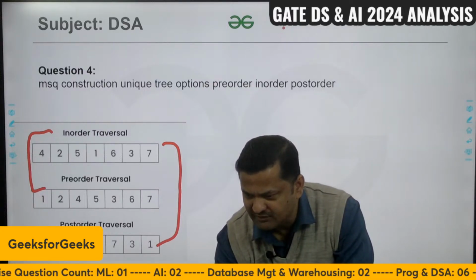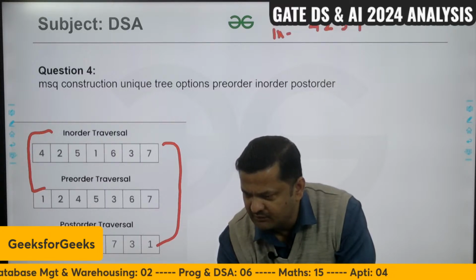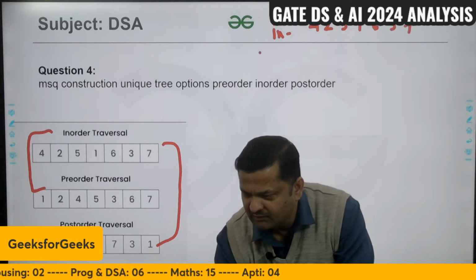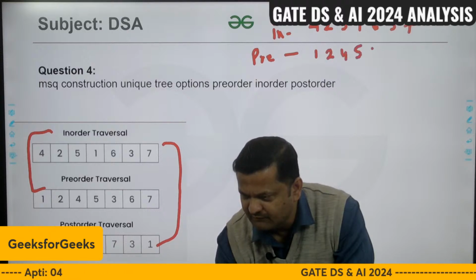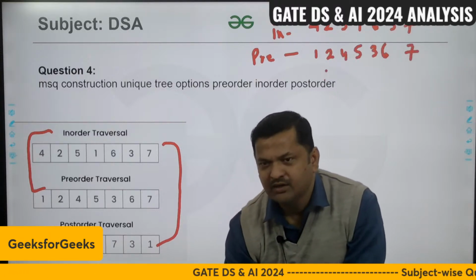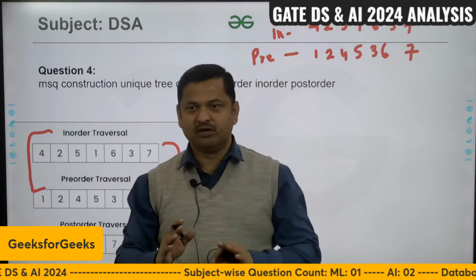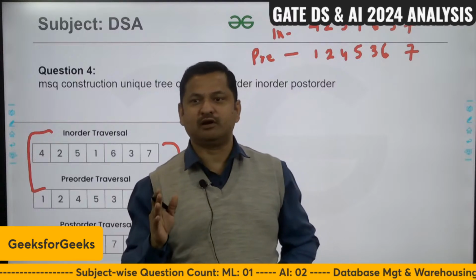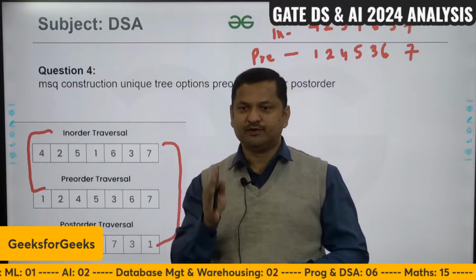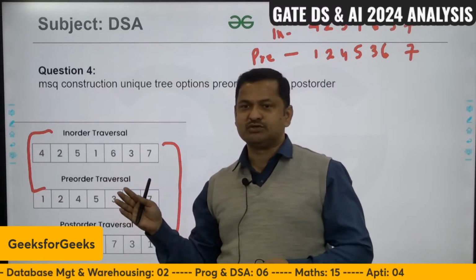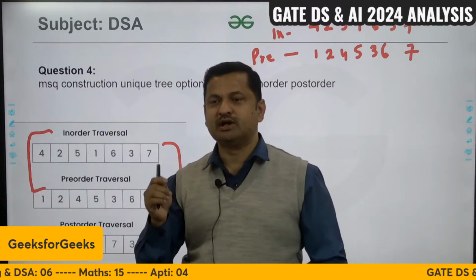So I am just considering that in-order is 4, 2, 5, 1, 6, 3, 7, and the pre-order is given as 1, 2, 4, 5, 3, 6, and 7. All right. So in this particular case, first we have to determine the root. Before reconstructing the entire tree, first we have to determine the root in every case. And we know the first element in the pre-order and the last element in the post-order is going to be the root. So the pre-order and post-order will help us recognize the root.